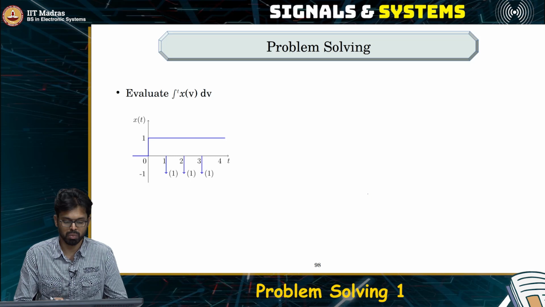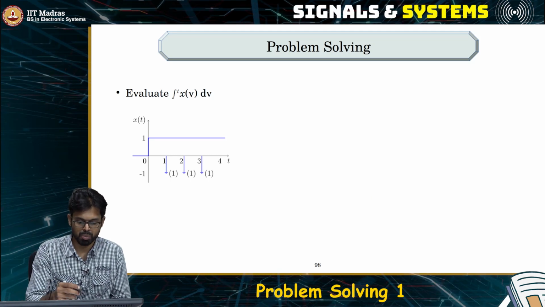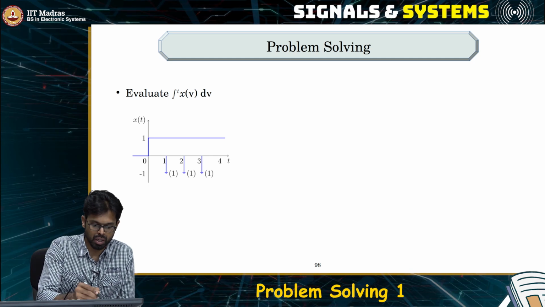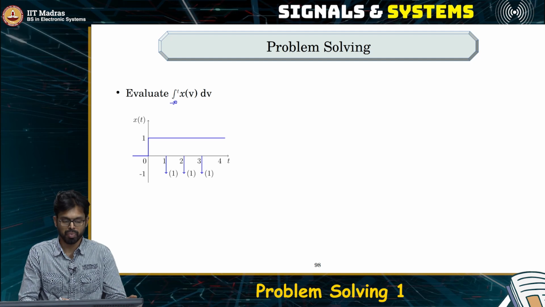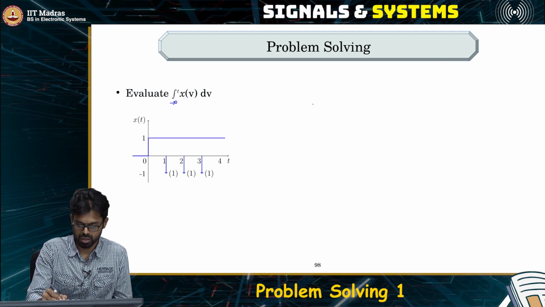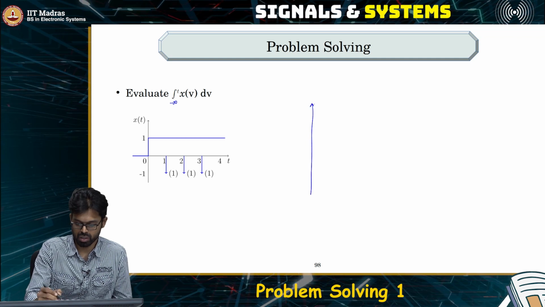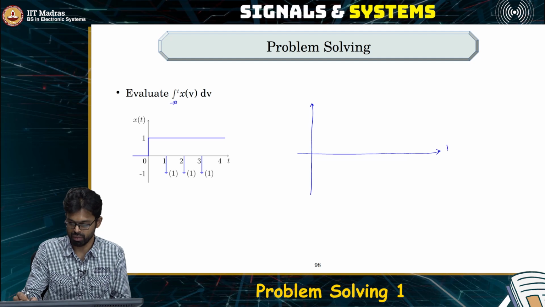Now let's solve some problems using the signals knowledge that we have learned so far. The first problem is we have to integrate this signal that is given here from minus infinity to t. So let's do this graphically. You don't have to write any equations for this, you can just do this completely graphically.